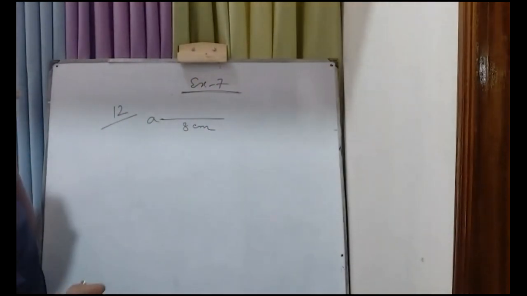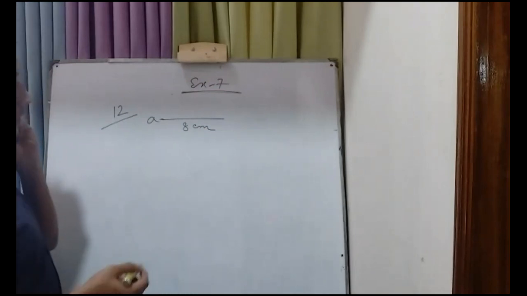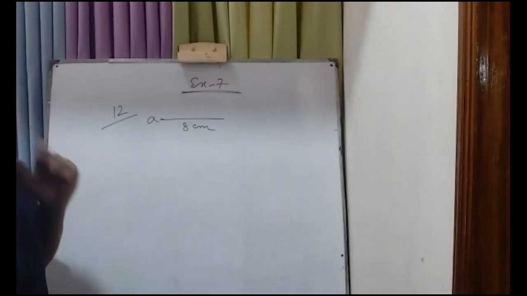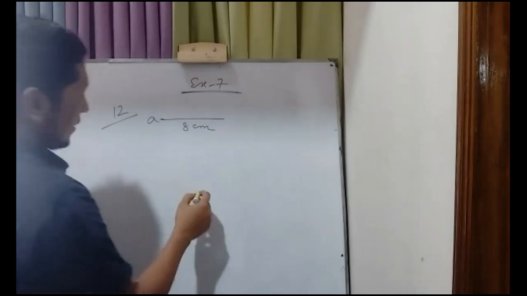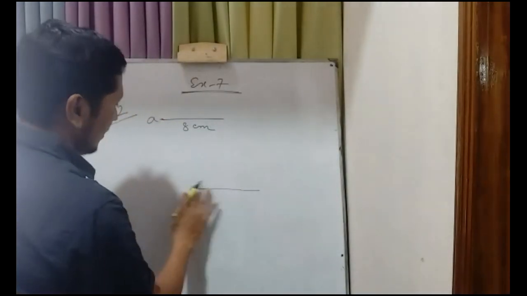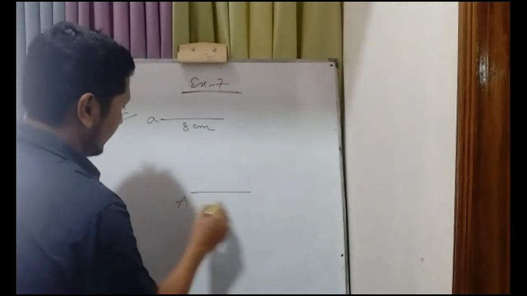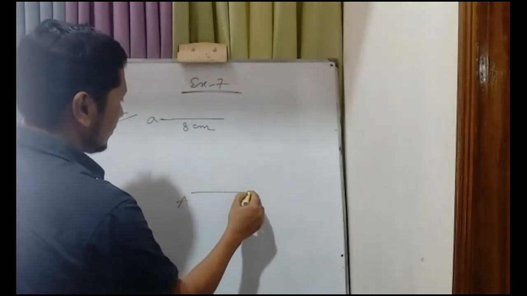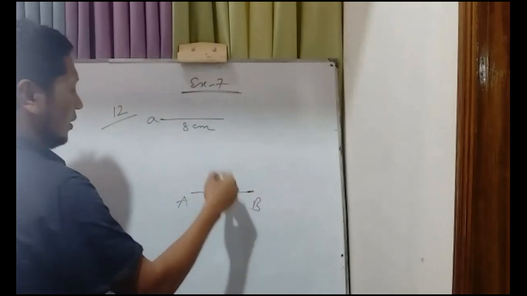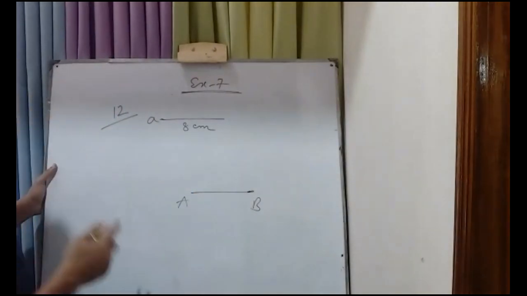We have to bisect it into 4 equal parts. There are 2 ways, 2 methods, to do it. Suppose it is AB, an 8 centimeter long line. We will divide it into 4 equal parts. Method 1.